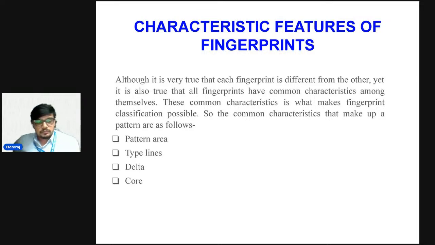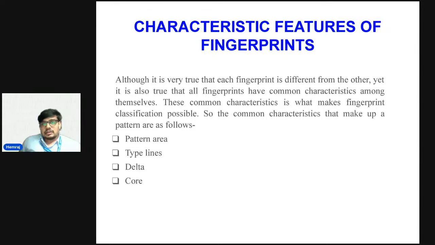So this is the other slide which talks about the characteristics and features of fingerprints, and we will be discussing fingerprints in much detail. Although it is true that each fingerprint is different from another, it is also true that all fingerprints have common characteristics among themselves. So now, if we have to identify one individual, let's suppose all human beings have some common characteristics and they also have some individual characteristics.